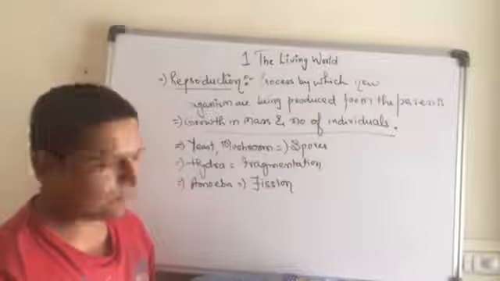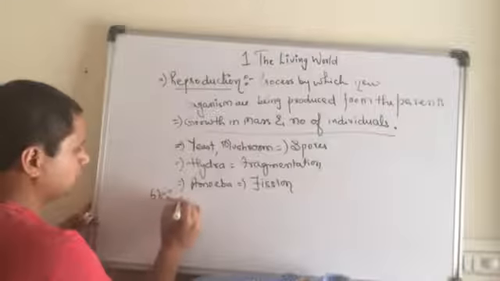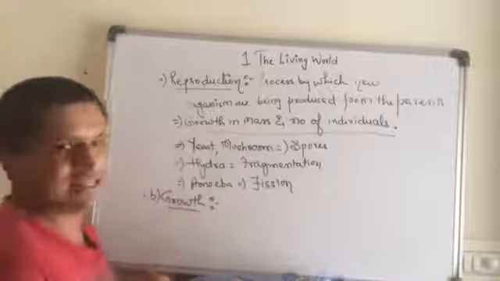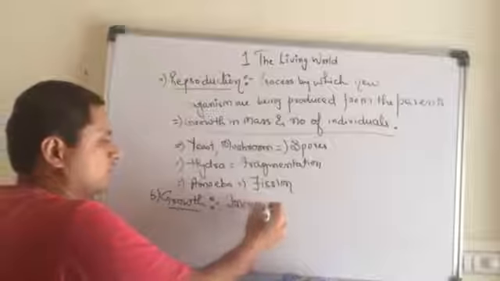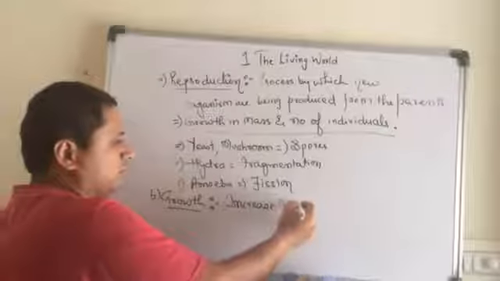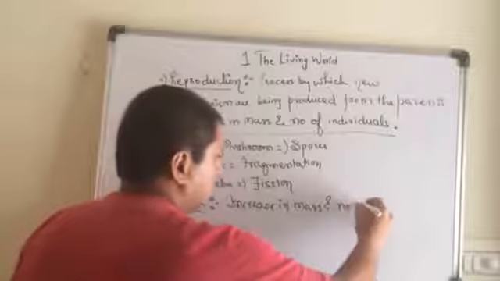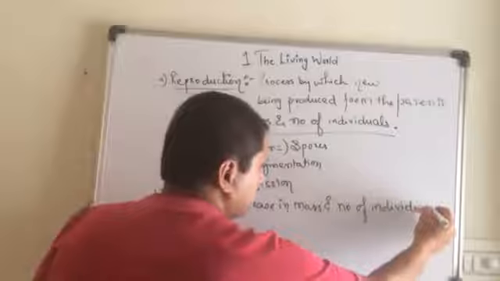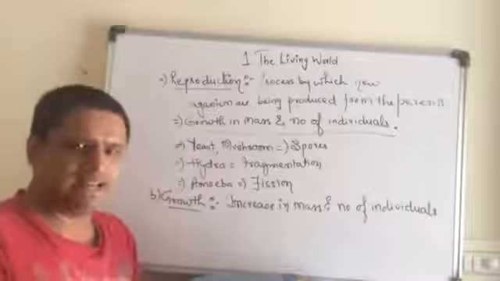Okay. Now the next one is known as growth. Growth is defined as the increase in mass and number of individuals. Growth can be anything, children.